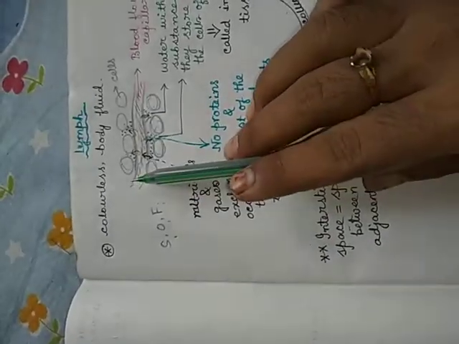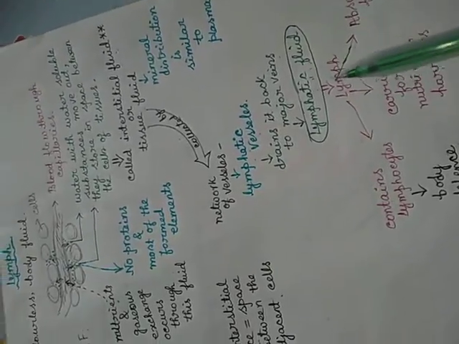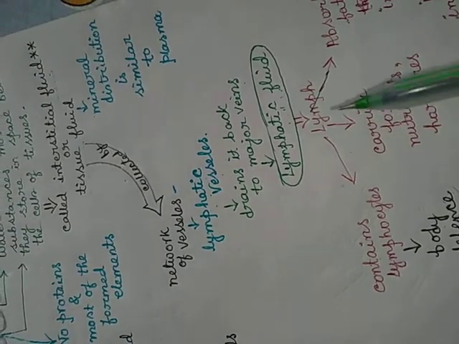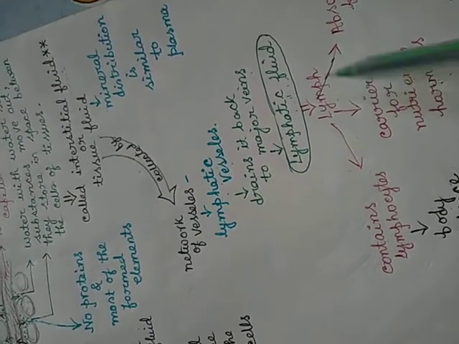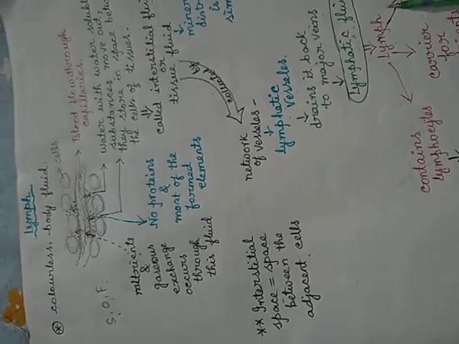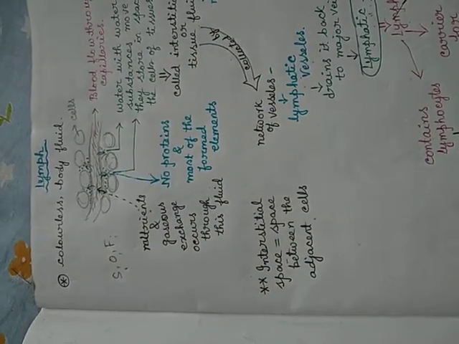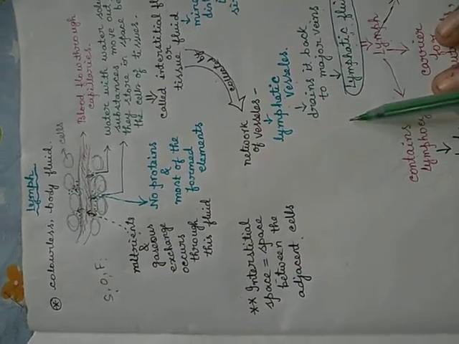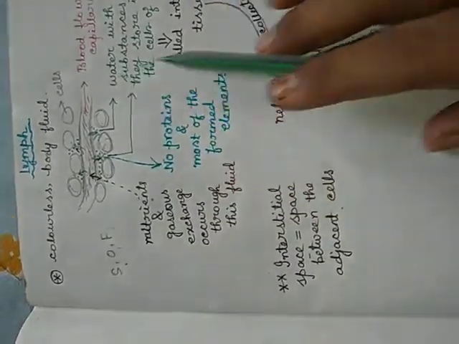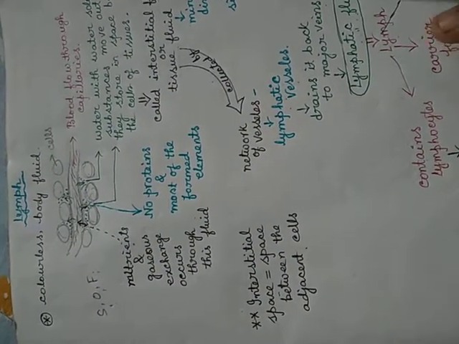And lymph is a colorless body fluid. Why? Because why is blood red in color? Due to the presence of RBCs, where the hemoglobin pigment is present, but lymph is devoid of any kind of formed elements. RBCs are not present here, and that's why it is a colorless fluid. So this is the lymph. Here I have tried to explain it in the easiest way, and the diagram that I have drawn is a hypothetical diagram to understand the topic.